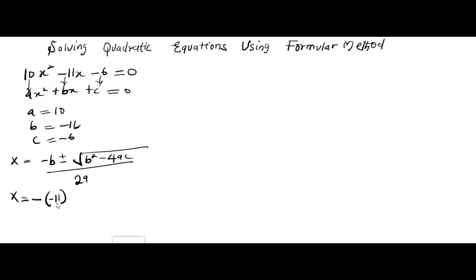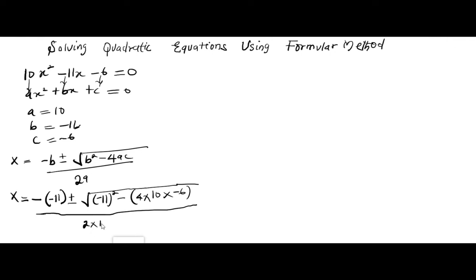So that's why we have the -11 here, and we have this negative sign here outside. So you have plus minus square root of, we have b squared, here we have (-11) all squared, minus, let's use brackets, 4 times a is 10 times c is -6, divided by 2a. 2 times a is 10.